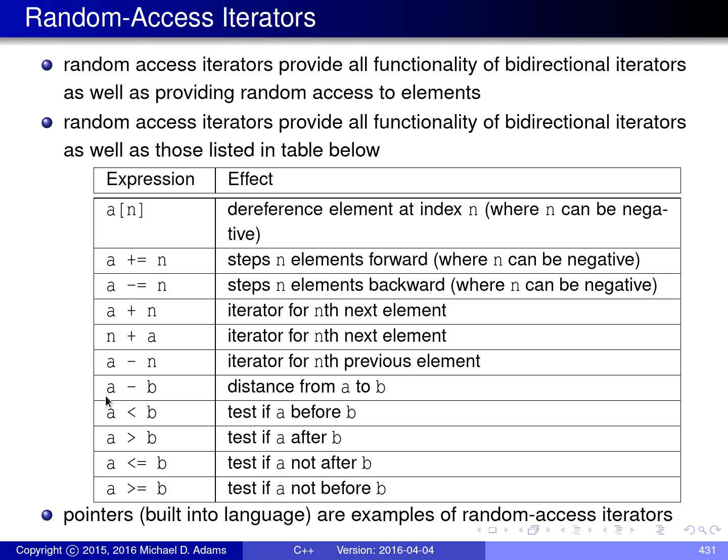A minus b, if we take the difference between two iterators, A and B, this gives us the number of elements that separate A and B. A less than b tests if A comes before B in iteration order. A greater than b tests if A comes after B in iteration order. A less than or equal to b tests if A is not after B in iteration order. And A greater or equal to b tests if A is not before B in iteration order. And by the way, pointers are examples of random access iterators. And perhaps they're maybe the most common example of random access iterators that are used in programs.